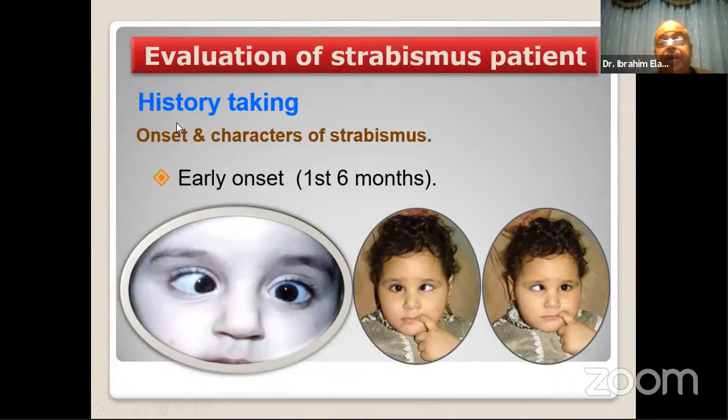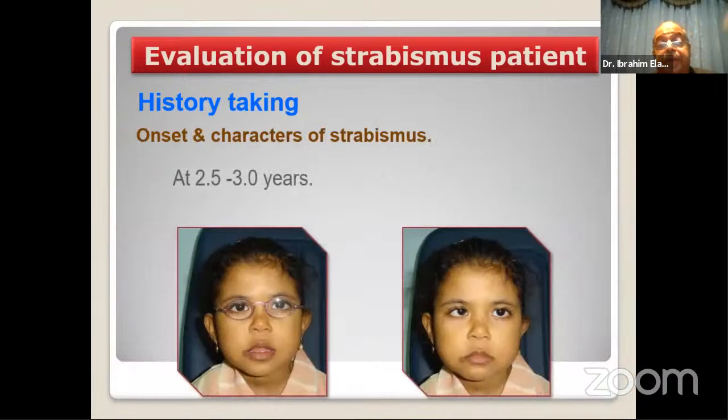Number one, and to my mind the most important question, is the onset and the character of strabismus. If the strabismus starts very early, meaning in the first 6 months of life, this is a congenital strabismus, either congenital esotropia or congenital exotropia. If the onset is delayed to 2 to 3 years, this is hypermetropia, an accommodative type of strabismus, and the management is just glasses.